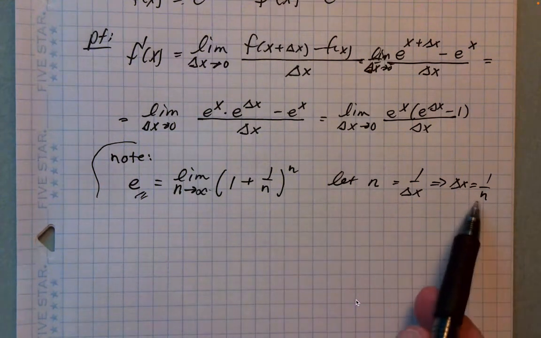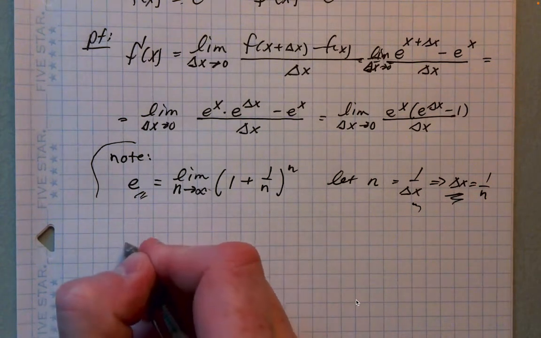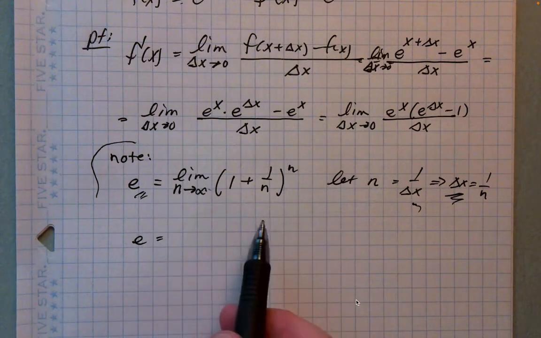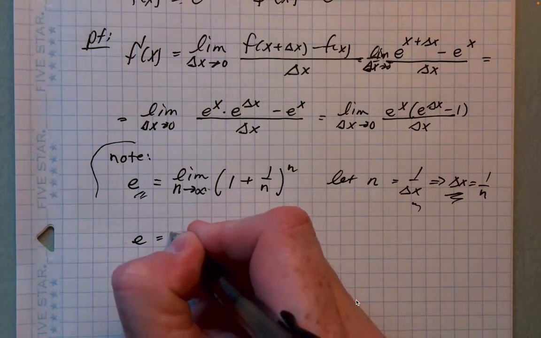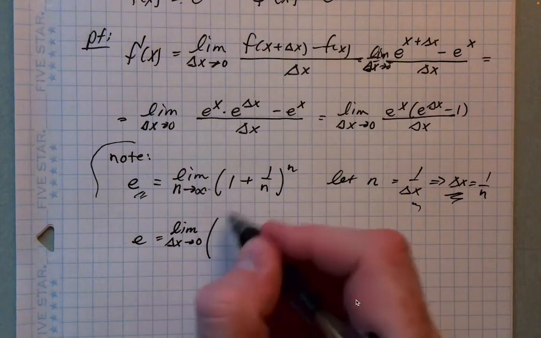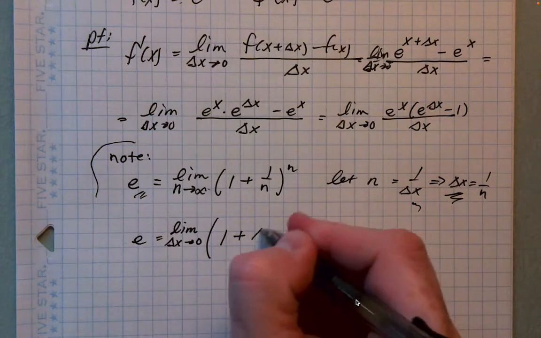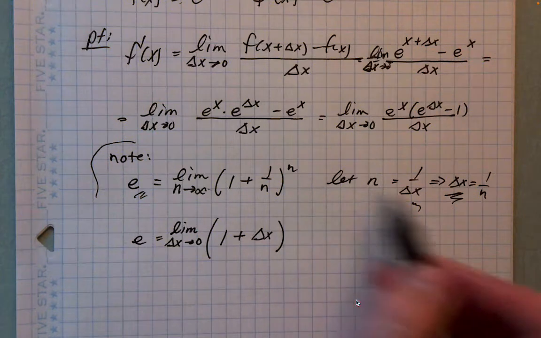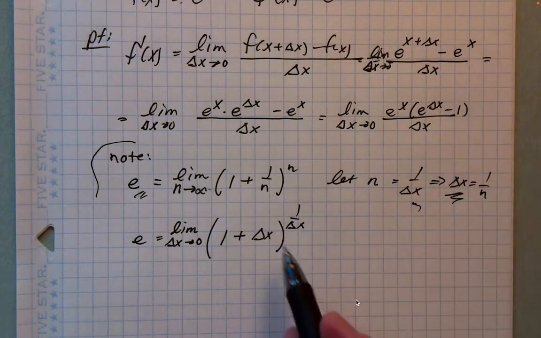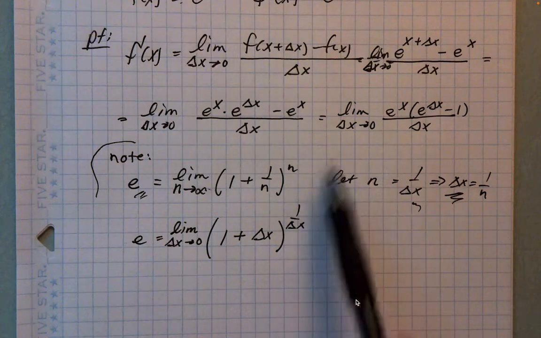Let's use this notation, this delta x, and plug it into this expression and see what we get. What you'll see is that e equals the limit as n goes to infinity. If n is 1 over delta x, then e is the limit as delta x goes to 0 of, inside here, instead of 1 plus 1 over n, 1 plus delta x, and then instead of n, we're going to put 1 over delta x. You'll notice here that we're inching towards something we can use up top.